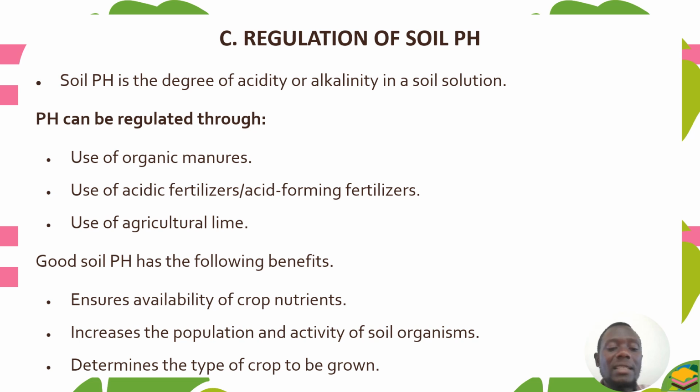It also increases the population and the activity of the soil organisms. Soil organisms work well when the soil pH is good. It also determines the type of crop to be grown, because some crops grow well under acidic soils, others grow well under basic soils. So you are able to know which kind of crop to grow based on the soil pH.